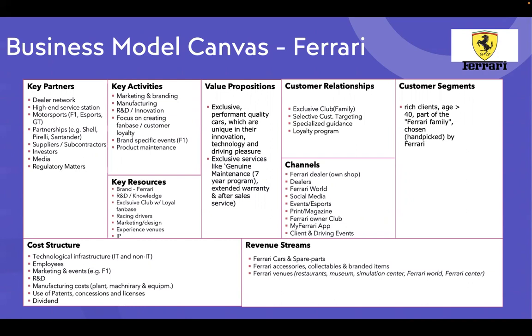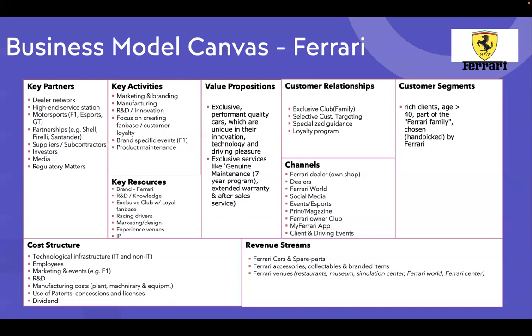Customer relationship: they have an exclusive club, selective customer targeting, specialized guidance, and a lot of loyalty programs. The channels through which they reach customers are Ferrari dealers, Ferrari World, social media, events, and sports. They organize a lot of events and sports. Then the Ferrari Owners' Club, the My Ferrari app, and client driving events. And the customer segment: they are into the high net worth area, the HNI customer, high net worth individuals, rich clients, aged more than 40 years. They are part of the Ferrari family.